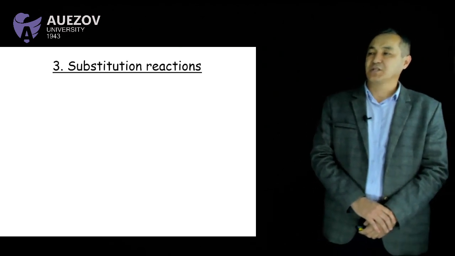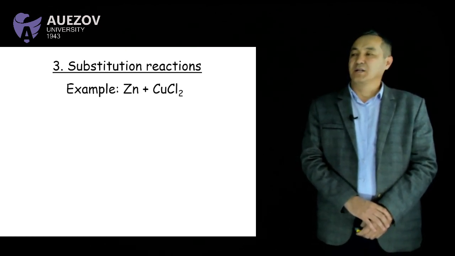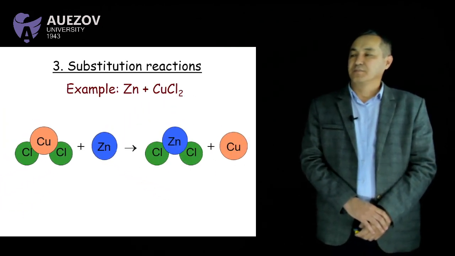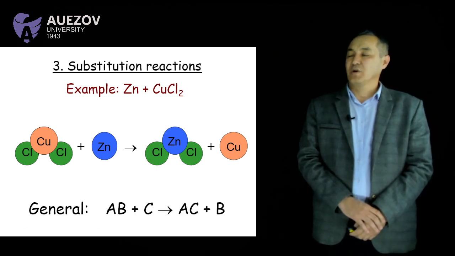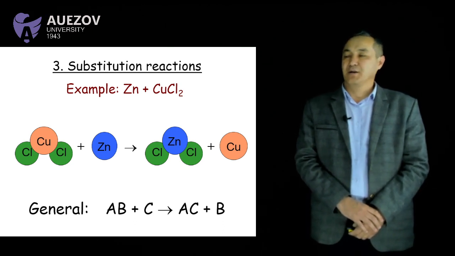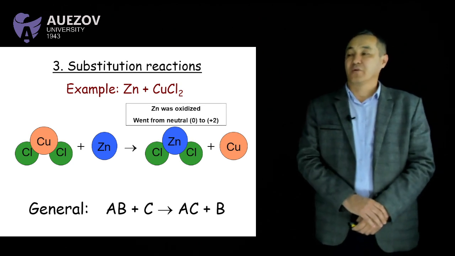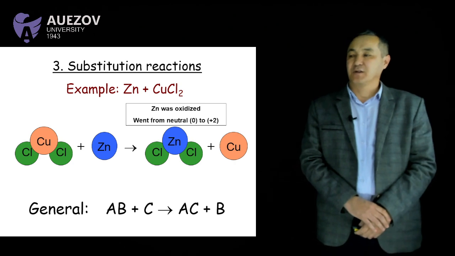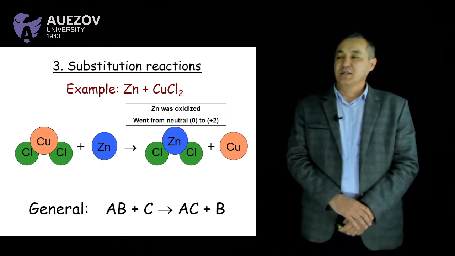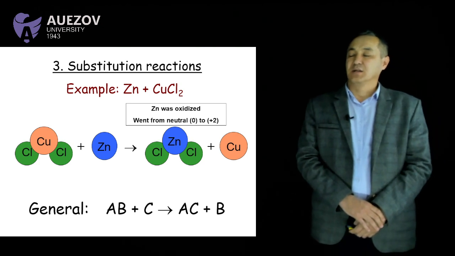The third type is substitution reaction. For example, zinc plus copper chloride. As a result of this reaction, we get zinc chloride and a copper atom. In general, we can write this type of chemical reaction as AB plus C gives AC plus B chemical element.